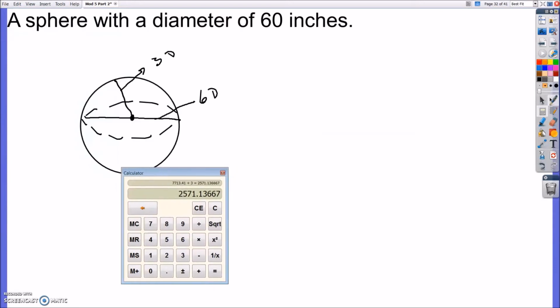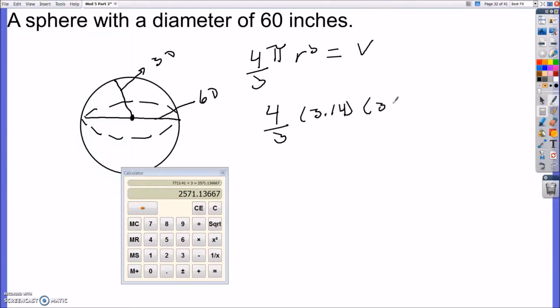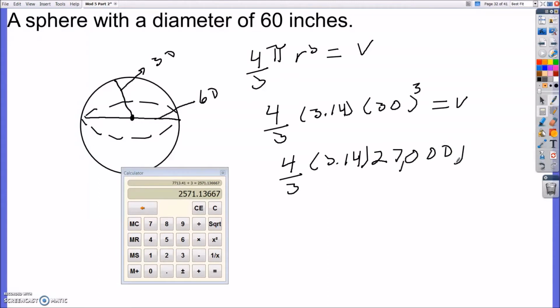So therefore, my formula is 4/3 pi r cubed is equal to my volume. So I'm going to have 4/3 times 3.14 times 30 equals my volume. So this is going to be 4/3 times 3.14, and it's 30 to the third power, excuse me. And it's going to be 27,000. That's 30 times 30 times 30.